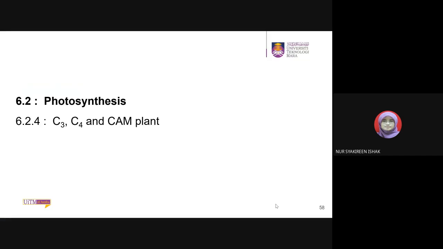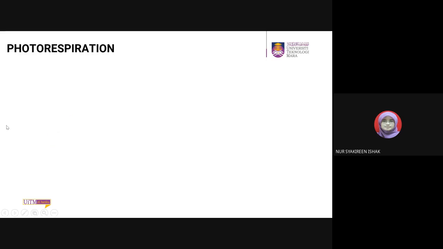Okay, so kita sambung dengan the next subtopic which is C3, C4 and CAM plant. Okay, so C3 plant is kebanyakan tumbuhan yang kita nampak ni. Okay, tapi kalau CAM plant adalah tumbuhan yang duduk kat tempat yang sangat ekstrim, panas, cactus kan. Tapi kalau C4 ni dia boleh survive kat tempat yang agak panas, macam contohnya tebu kan. So itu adalah contoh untuk C4 plant. Okay. So kita akan tengok untuk yang seterusnya adalah photorespiration.